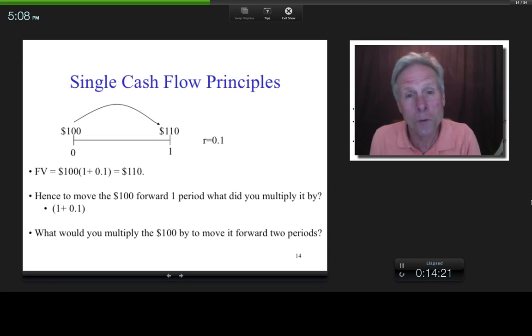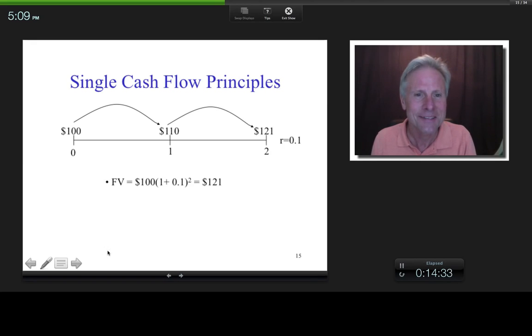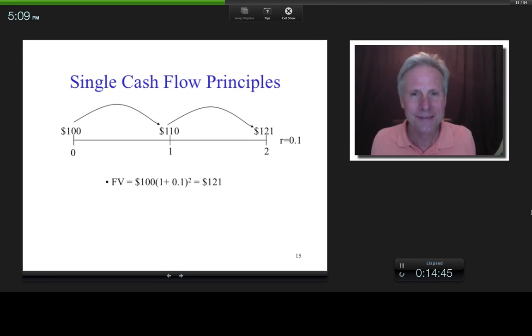What would I multiply it by? Well, presumably 1.1 again, right? So in other words, to move the $100 forward 2 periods, I'd multiply it by 1.1 right here to get it to 110, and then 1.1 again to get it to 121. And if you can understand that, I don't mean memorize, if you can understand that, then you understand the only single cash flow formula that exists. And I'll get into why I call it that in just a minute. But first, let's add some notation.